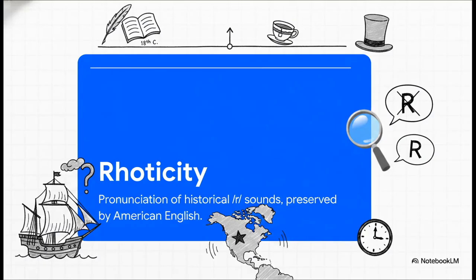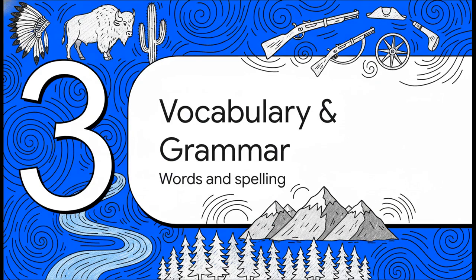So the crucial takeaway here is this concept of rhoticity. American rhoticity is, for all intents and purposes, a linguistic time capsule from the colonial era. When you pronounce the R in words like hard or work, you're actually preserving a phonetic feature that upper-class British speakers eventually abandoned. Why? Well, because dropping the R became this highly prestigious, trendy thing to do in London during the late 18th century. Okay, Section 3, Vocabulary and Grammar.